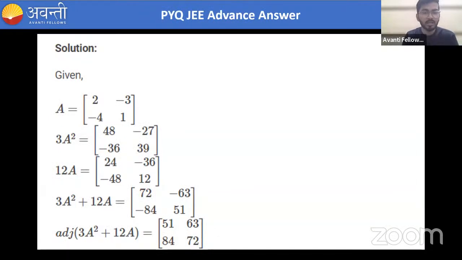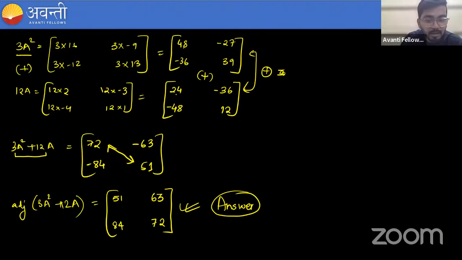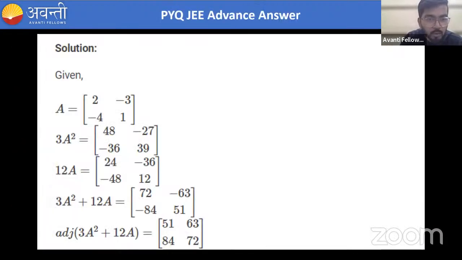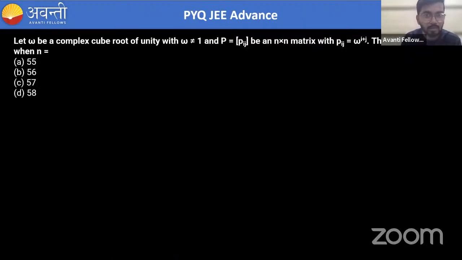You can see here, they have directly written 3A square plus 12A. But in the exam, there is no such method, we'll have to solve it manually like how I did. 3A square and 12A, you cannot achieve it like this in a very short method. That is why you have to solve each and every step and get to the answer. The only trick that was there is the adjoint. And to find the adjoint of a 2 into 2 matrix, you can use that trick rather than going through the harsh process of solving.